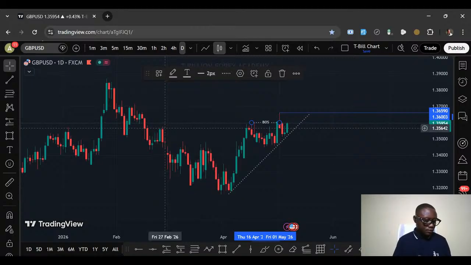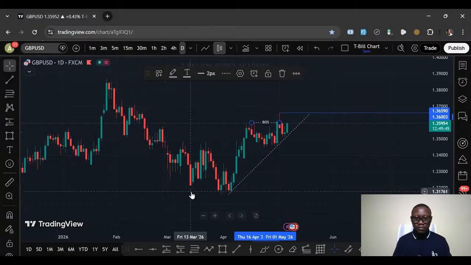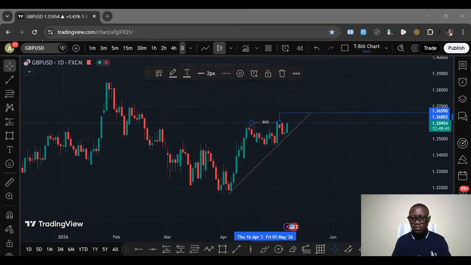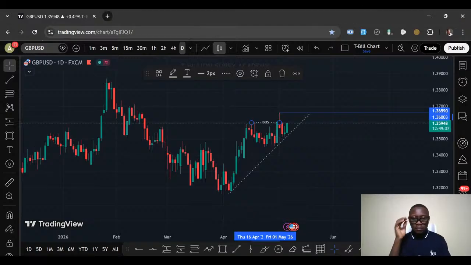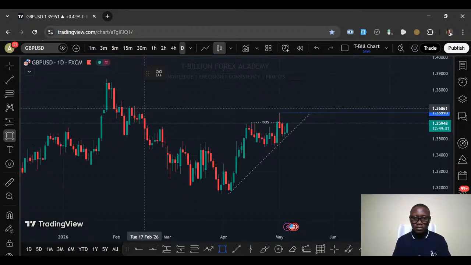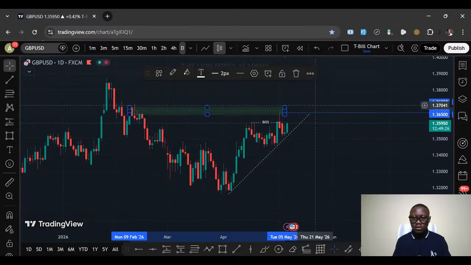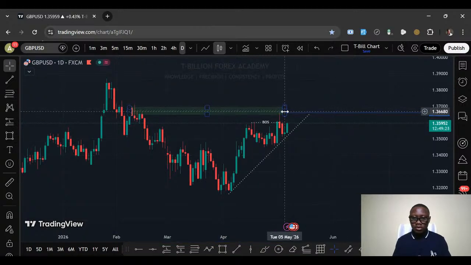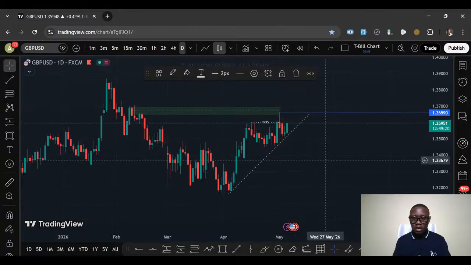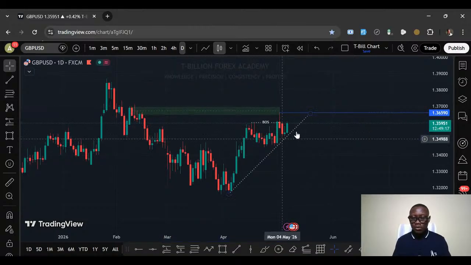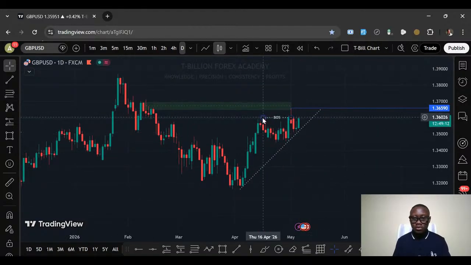Price is currently reacting at this breaker block right here. Okay, I mean price reacted rather at this breaker block. Price has tapped into this breaker block, then pushed down. Now we are currently experiencing a bullish move. Here is our most recent break of structure to the upside.